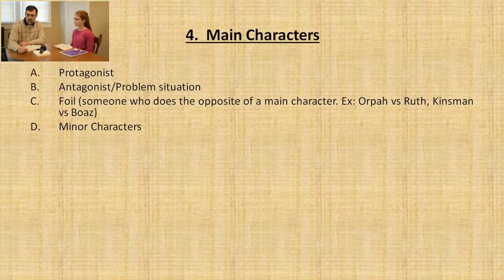Minor characters. Minor characters are characters in the story that are not that important, but they're there because they're part of the story. For instance, the foreman in the book of Ruth. Ruth goes to work in the field, and the foreman talks with Boaz. We don't know his name. We don't know anything more about that. He just has a short conversation with Boaz. He's just a minor character. But it's good to find out who the minor characters are.